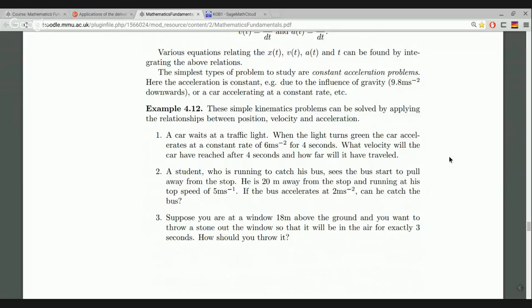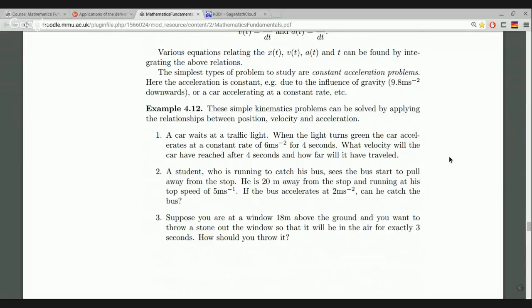Now this constant has a very particular meaning. This constant is in fact v of 0. If you put in t equals 0 here, you get that this constant c is v of 0. Now what is v of 0 in this situation? Well, the question tells us that the car is waiting at the traffic light. So at time equal to 0, when the traffic light turns green, it's not moving. It's got 0 velocity. So its initial velocity is 0.